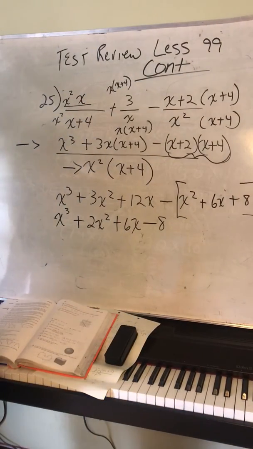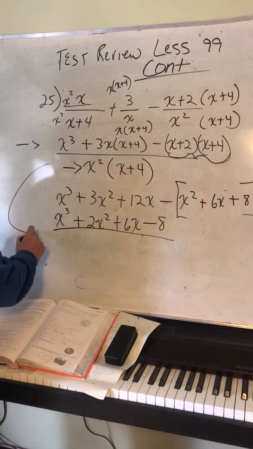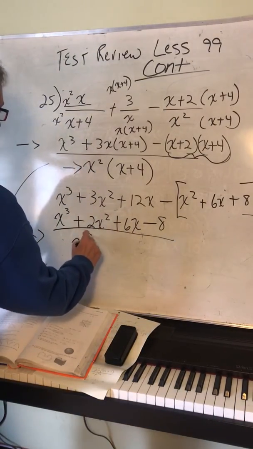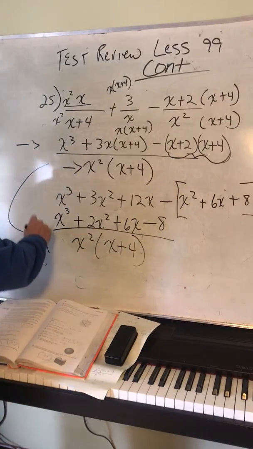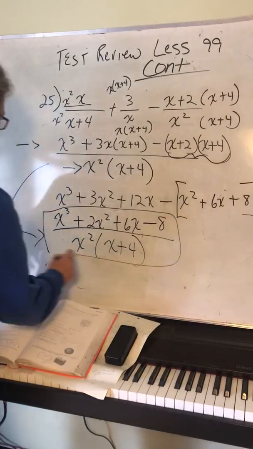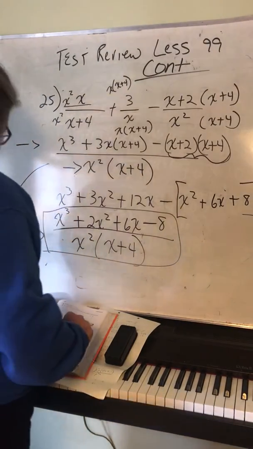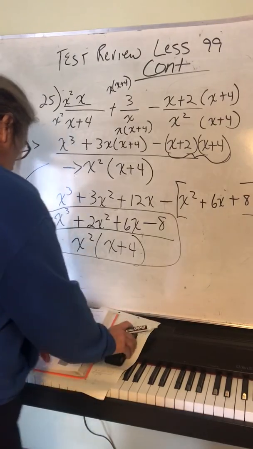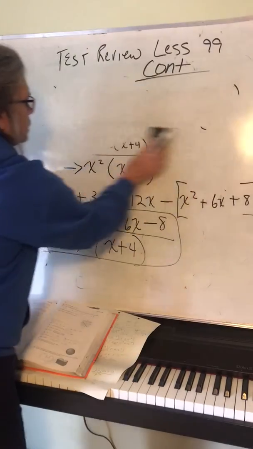So let me double check that. And that's right. And then you just need to tack on the bottom here. And that is as far as you can go. Those are a little bit messy. There's your answer. There you go. That's number 25. We'll do number 26. I'll do number 26 for you.